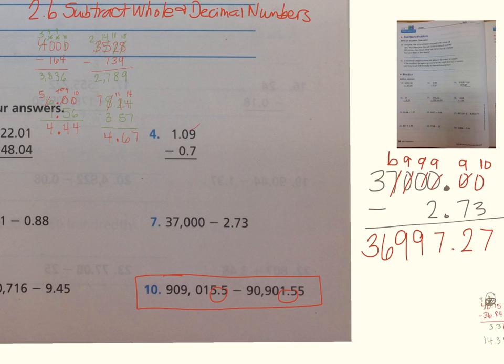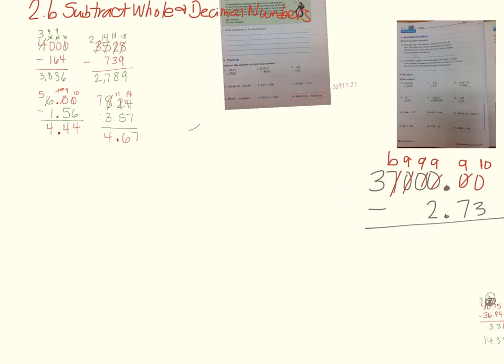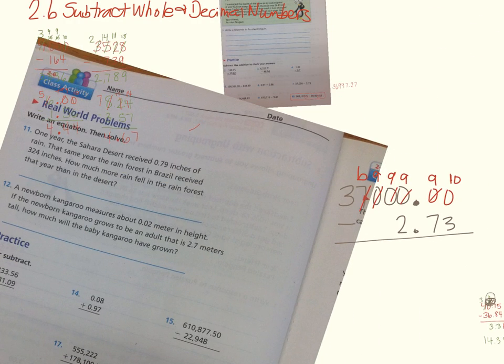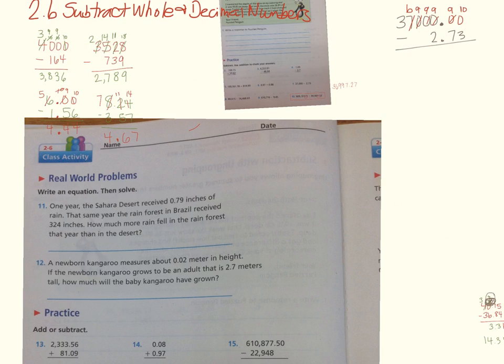I wanted to do one word problem with you, or problem-solving one, because I feel like we haven't gotten a real big chance to do that. So if I'm looking at this real world problem here, 1 year, the Sahara Desert received 79 hundredths inches of rain. That same year, the rainforest in Brazil received 324 inches. How much more rain fell in the rainforest that year than in the desert?